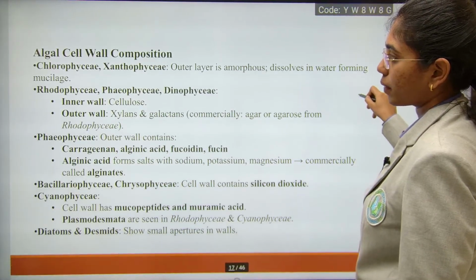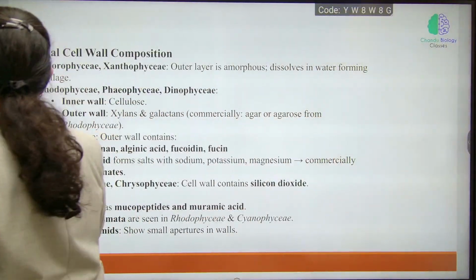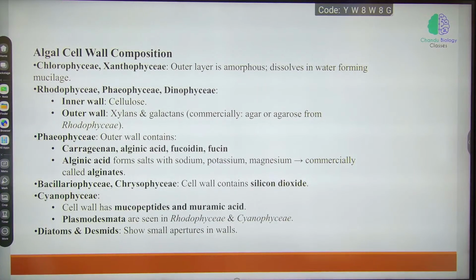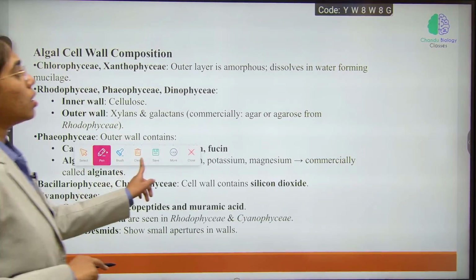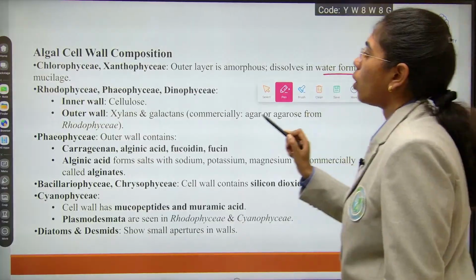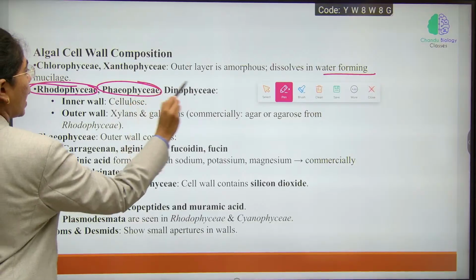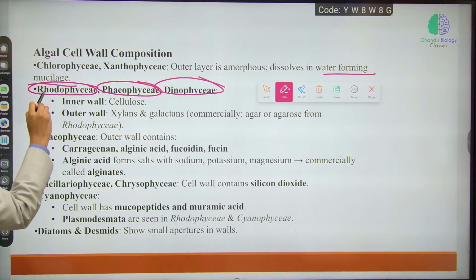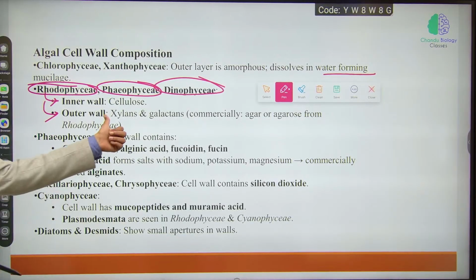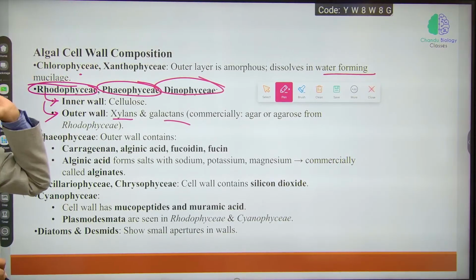Here we go with algal cell wall composition. Chlorophyceae, Xanthophyceae. Here you see outer layer is amorphous, which dissolves in water forming mucilage. Okay, Rhodophyceae, Phaeophyceae and Dinophyceae. Inner wall is cellulosic and outer walls will have xylans, galactans and pectins. This is observed in Chlorophyceae and Xanthophyceae.